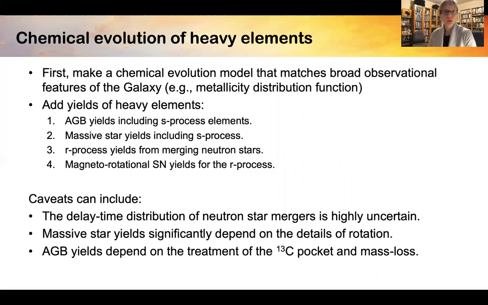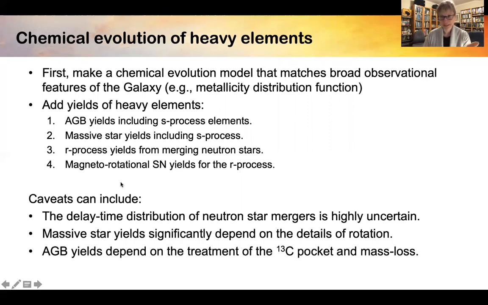Okay, so basically you make a chemical evolution model first that broadly matches observational features of the galaxy. What do I mean? Metallicity distribution function, etc. Next, we have to add yields of heavy elements. So these are a key ingredient, along with the regular things like star formation rate, initial mass functions, etc. So I add AGB yields, including s process elements. Massive star yields, including s process elements. Varying yields of r process, so merging neutron stars, anything from massive stars.